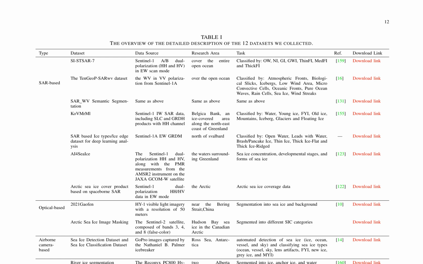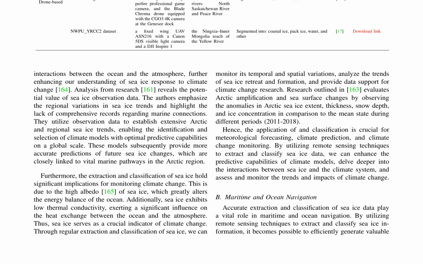The authors emphasize the importance of these datasets for understanding sea ice trends and their implications for climate change research and maritime navigation. They highlight the potential value of sea ice observation data for establishing Arctic and regional sea ice trends, which can aid in identifying optimal climate models for predictive capabilities. The datasets are also crucial for monitoring sea ice changes, particularly in the Arctic region, where sea ice serves as a crucial indicator of climate change.